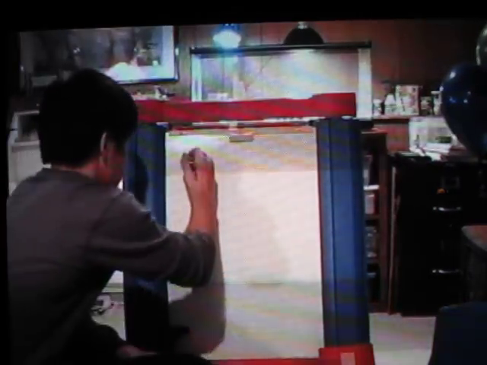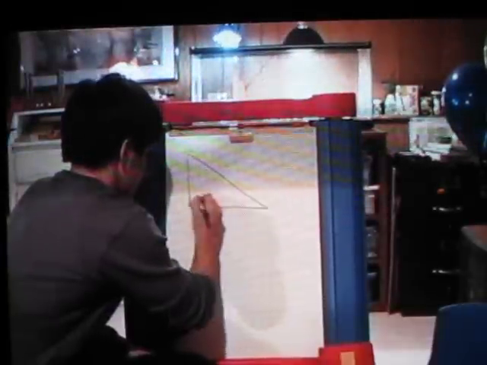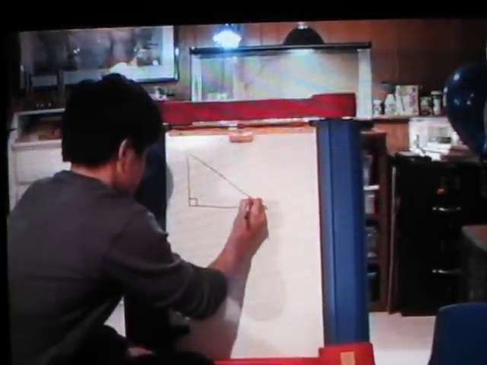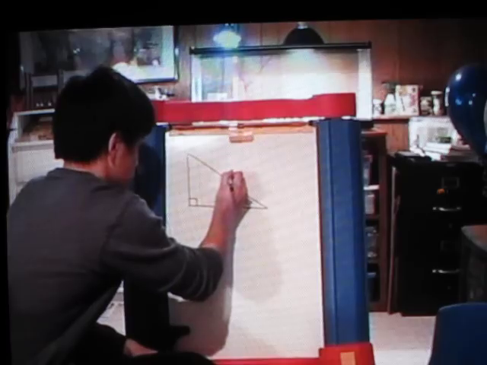A crate is held at rest on a frictionless 44.3-degree ramp by a rope parallel to the incline. If the tension in the rope is 6,380 newtons, then what is the mass in kilograms of the crate?